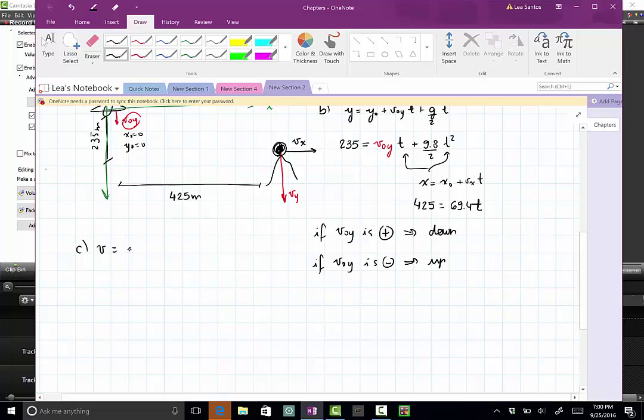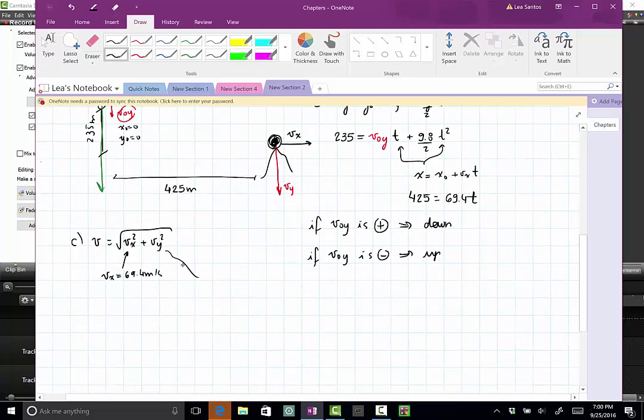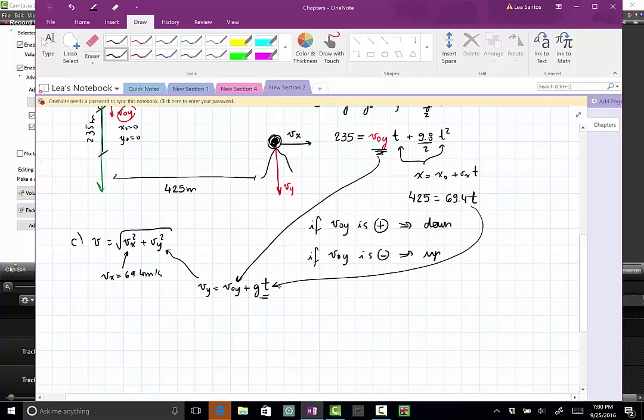So the final speed will be the square root of Vx squared plus Vy squared. The Vx is still the same that we had before, it never changed, it's 69.4 meters per second. And the Vy, well, to find the Vy, we need to use the equation for velocity. And so the final Vy is Vy naught plus g multiplied by time. The Vy naught is what we found from part B. The time is also what we found in part B. And solving this, we'll get the final speed.